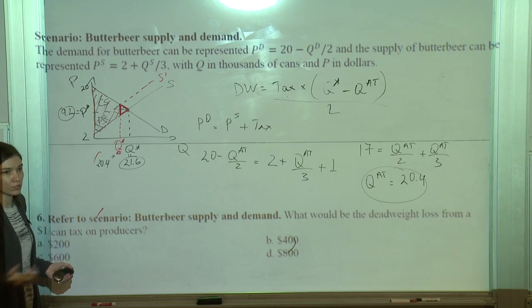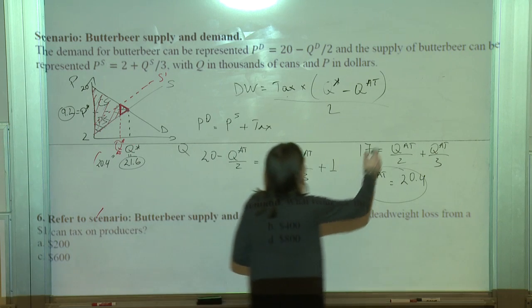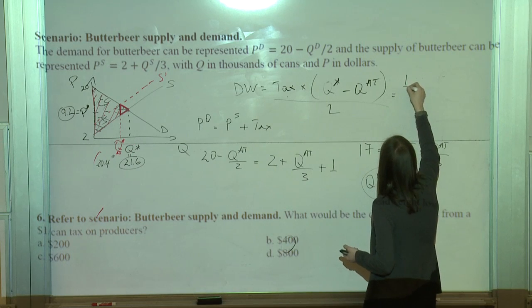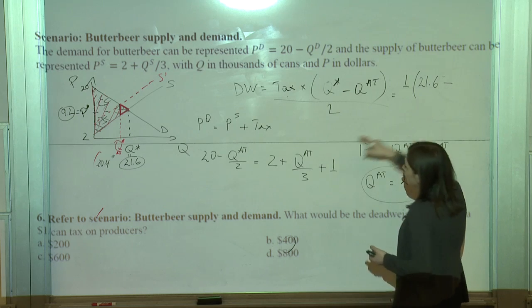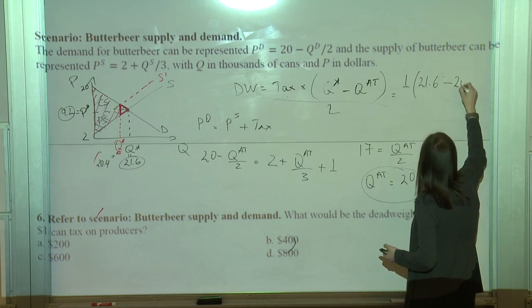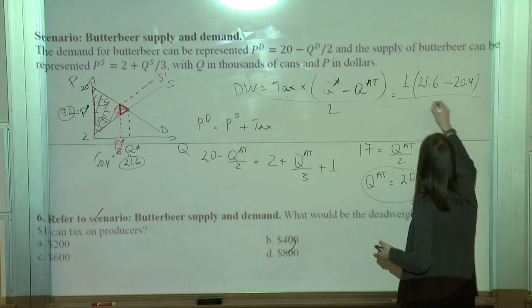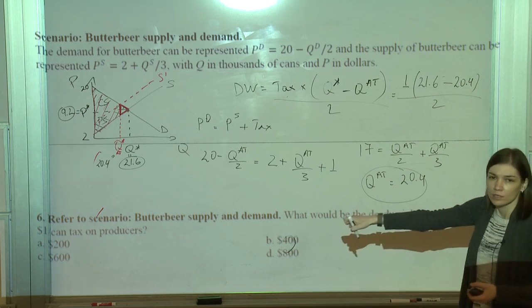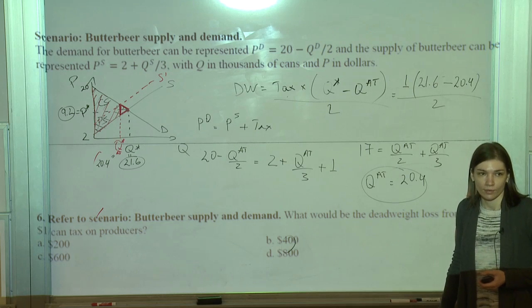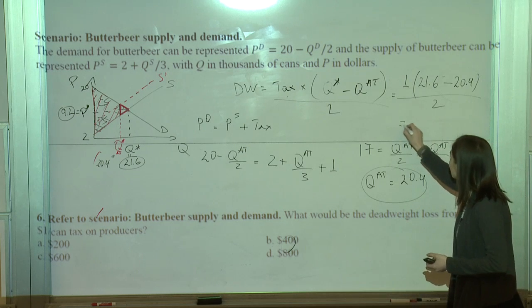Now I'm all set. I just need to plug it back into the formula. All right, so the tax is 1, and this was 21.6 minus 20.4. The whole thing divided by 2. So what is that? 1.2 divided by 2? All right, so this will be 0.6.